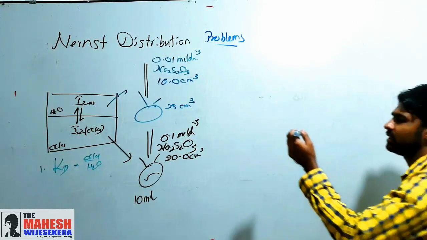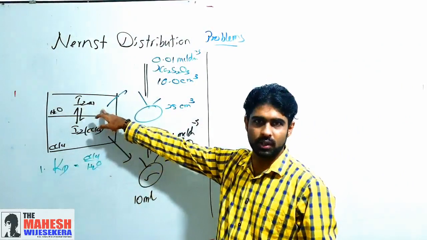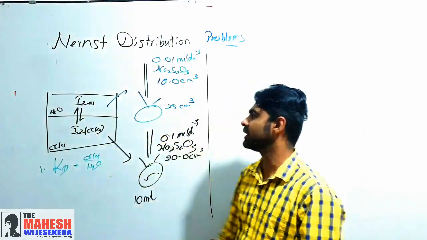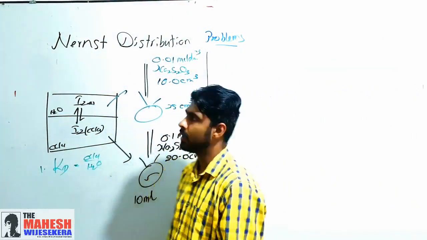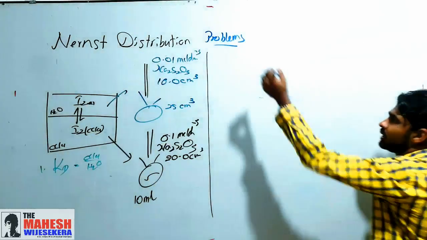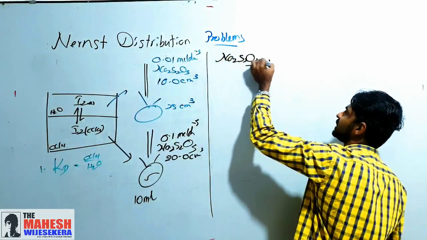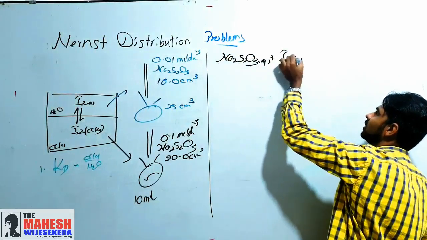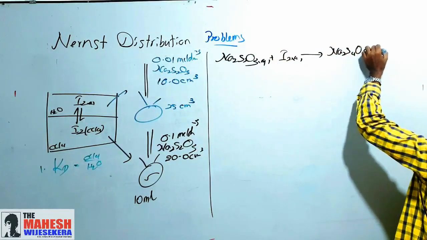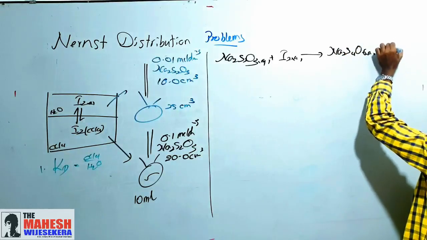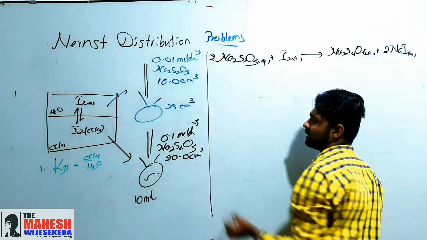Shall we start? You need to find the KD of iodine between CCl4 and water. For that, you need to find the concentration of iodine in both CCl4 and water. So how do you get this? Sodium thiosulfate, Na2S2O3 aqueous, reacts with iodine and goes to Na2S4O6 aqueous plus 2 NaI aqueous. So two of these are required.